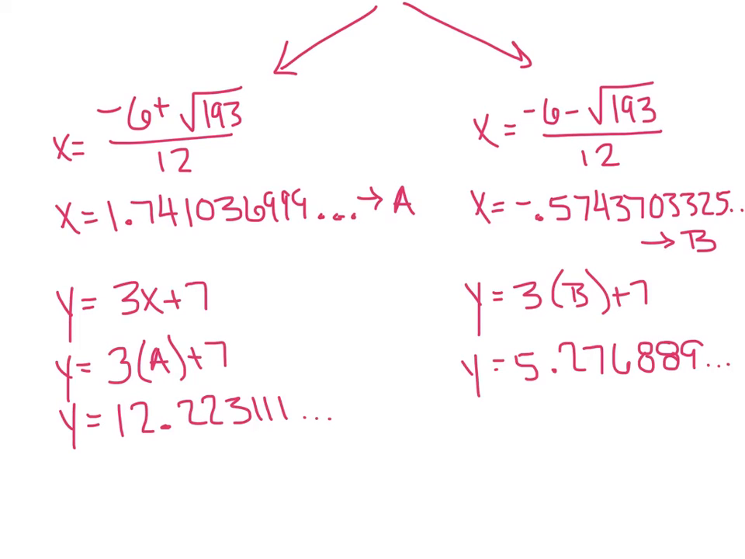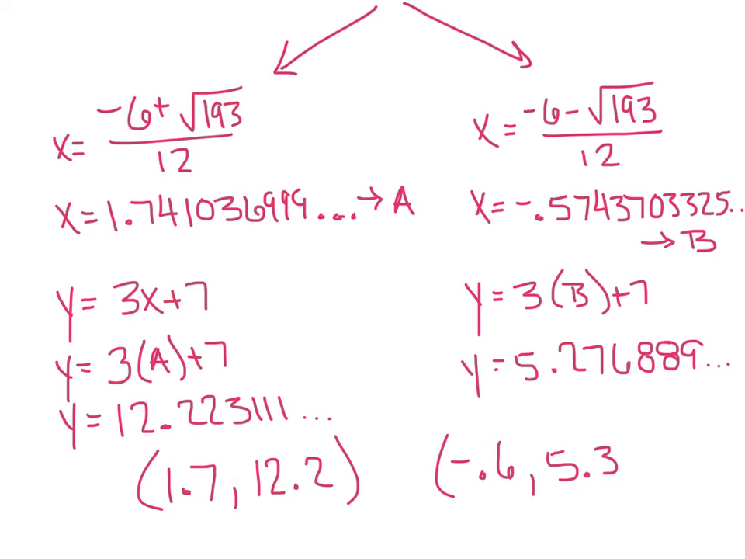Okay. And so now I just need to express my answers, and I think they want me to round to the nearest tenth. So my first solution would be 1.7 and 12.2. And my second solution would be -0.6 and 5.3 rounded to the nearest tenth. We'll pull those squigglies around. That's kind of like my way of announcing that's my final answer.